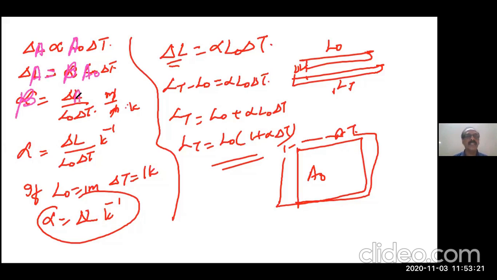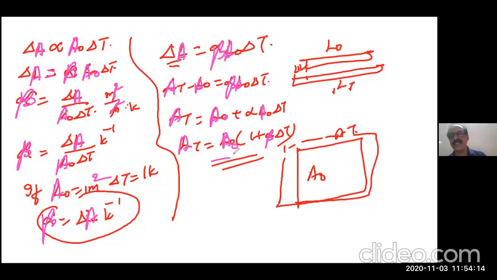Now this is beta, delta A by A naught delta T. Meter squared, meter squared will cancel, leaving Kelvin to the power minus 1. If A naught is 1 meter square and delta T is 1 Kelvin, beta is equal to delta A. So the coefficient of areal or superficial expansion can be defined as the change in area of a material of unit area through unit rise in temperature. Then delta A is equal to beta A naught delta T. Here AT minus A naught is equal to beta A naught delta T. AT is equal to A naught plus beta A naught delta T. AT is equal to A naught into 1 plus beta delta T. See? These are the answers.